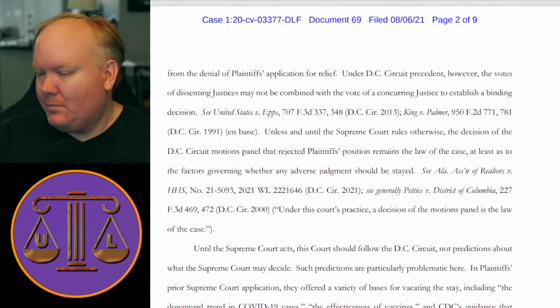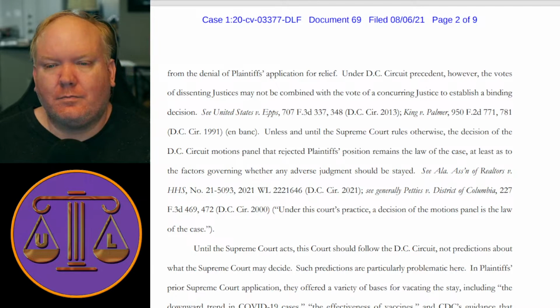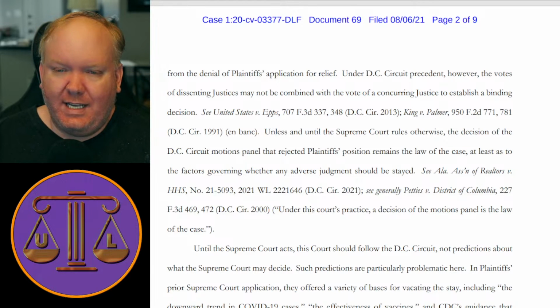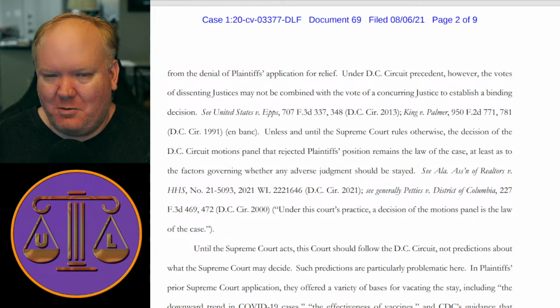Under DC Circuit precedent, however, the votes of dissenting justices may not be combined with the vote of a concurring justice to establish a binding decision.